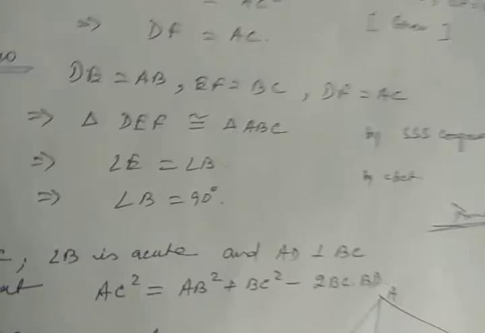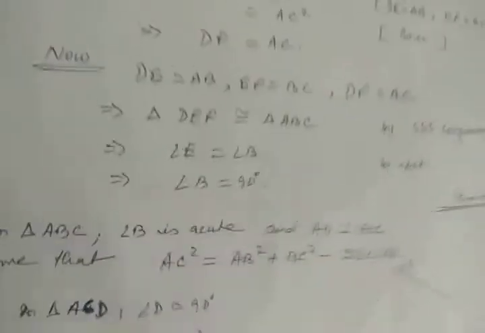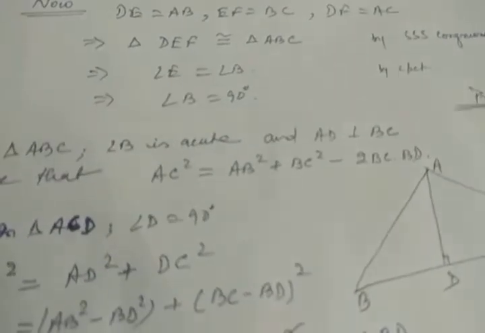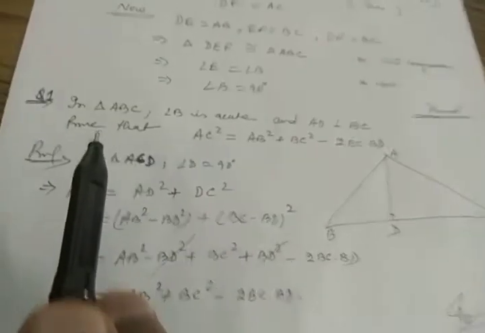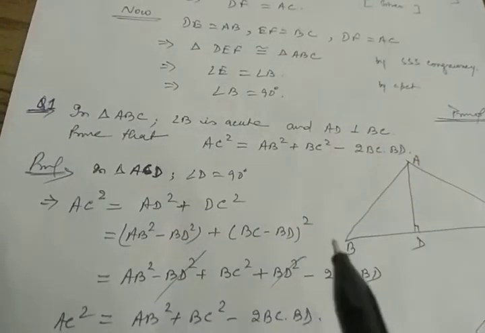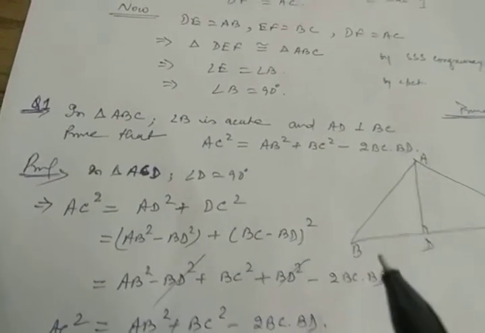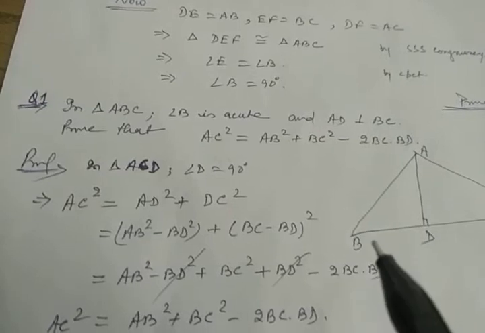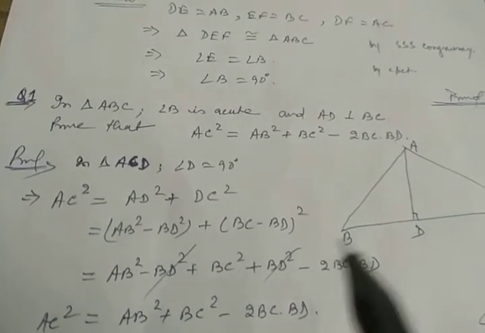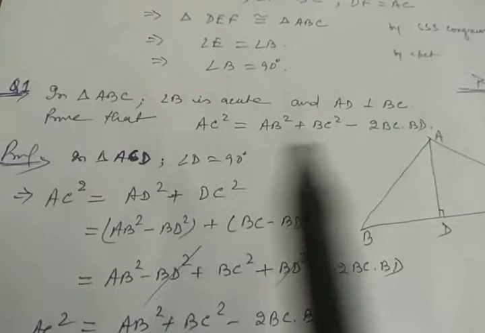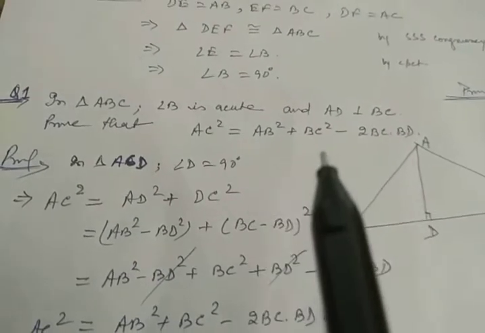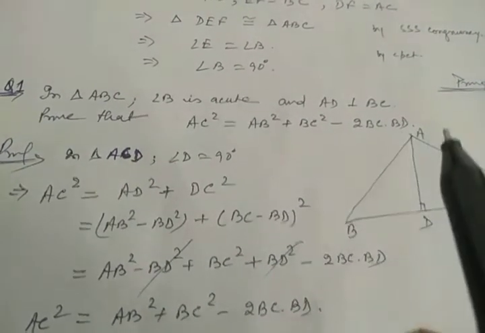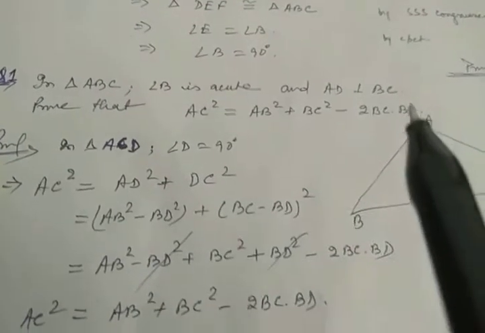See now problems. Now some important problems based on Pythagoras. These are also known as a result. As a result, you can use them now in further problems. So I have taken now: in triangle ABC, it says that angle B is acute and AD is perpendicular to BC. Then I have to prove that AC square is equal to AB square plus BC square minus 2BC into BD. This is also a result you have to use.